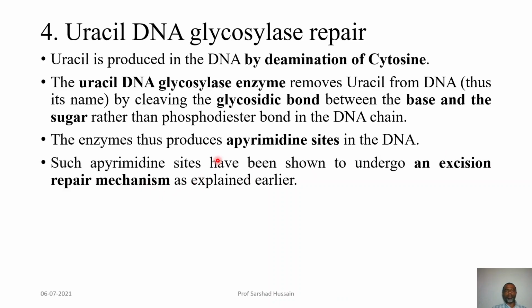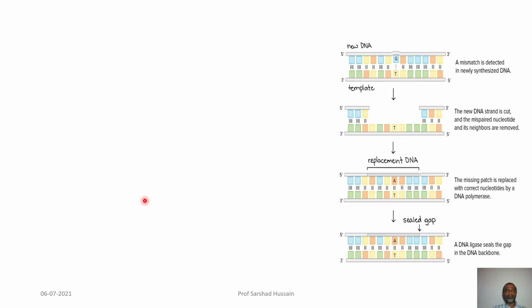So after removing the uracil, a similar thing will happen as we discussed in the excision repair mechanism: by using the other strand as a template, a new segment of DNA will be synthesized, which will be ligated with the help of the ligase enzyme, and the repair will be done.